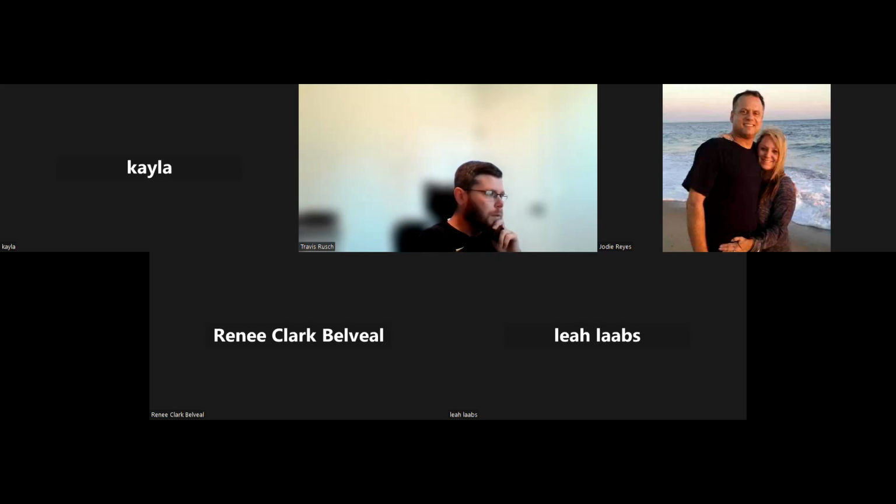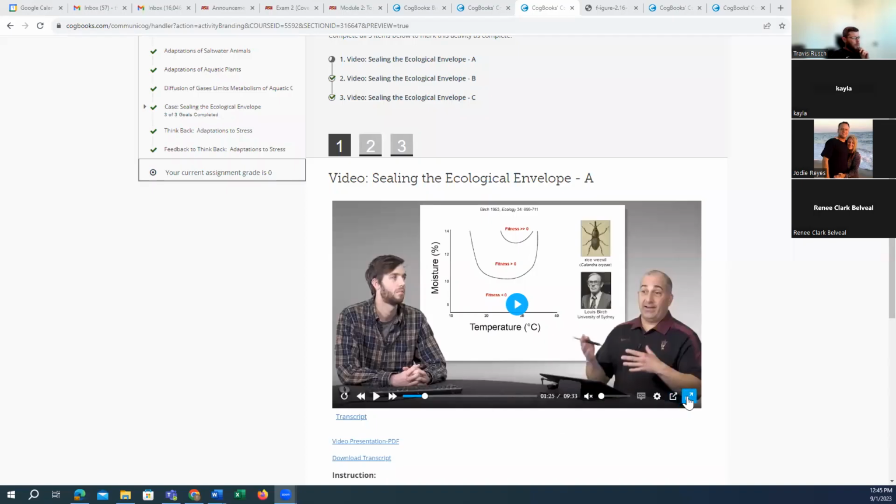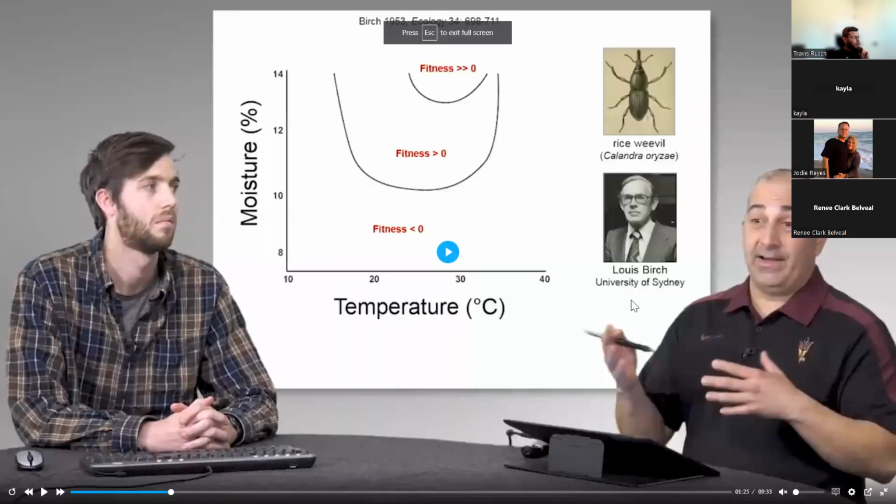I guess I just don't understand how the curve relates to fitness when neither of the axes shows it. If you could just explain that. Sure. It's like a three-dimensional figure essentially is what this is.